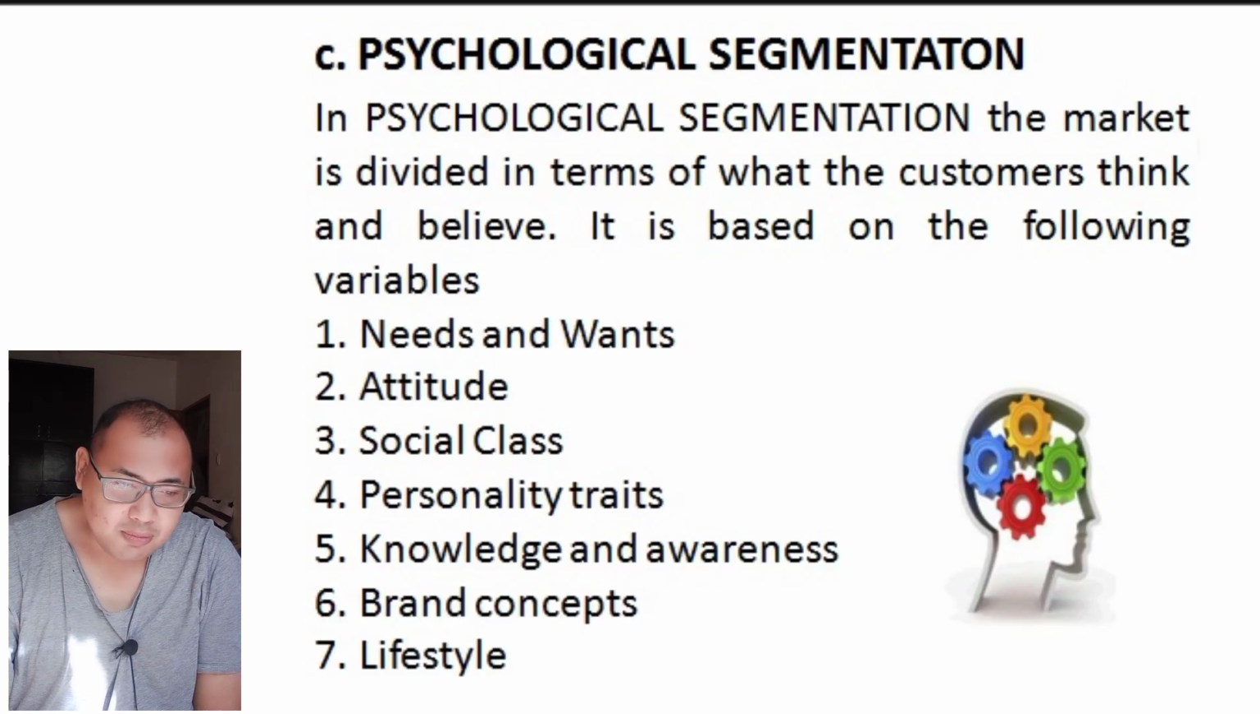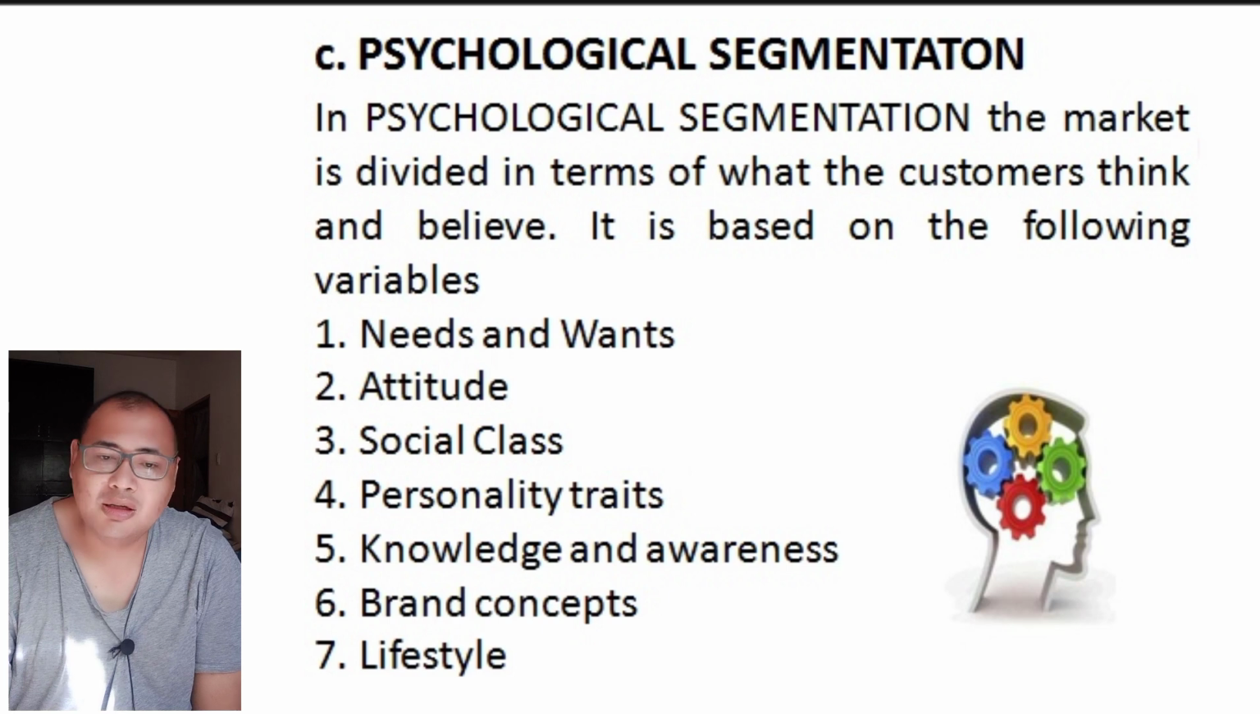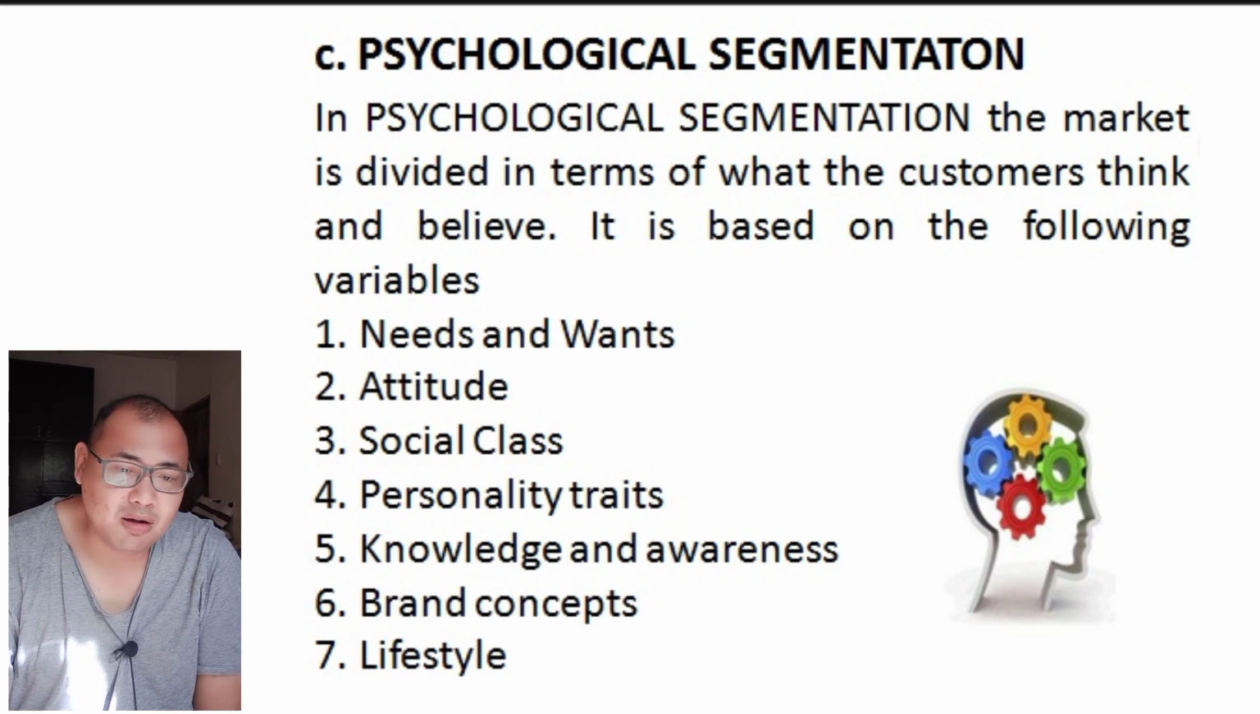Another one, we have the psychological segmentation. So, the market is divided in terms of what the customers think and believe, nasa utak siya. So, it is based on the following variables. We have the needs and the wants. Tandaan natin, iba ang needs, iba ang wants. Di ba? Ang wants, yung gusto lang, pero yung need talaga, kailangan niya para mabuhay. Then also, we have the attitudes, the social class, personality traits, knowledge and awareness, brand concepts, and also the lifestyle.